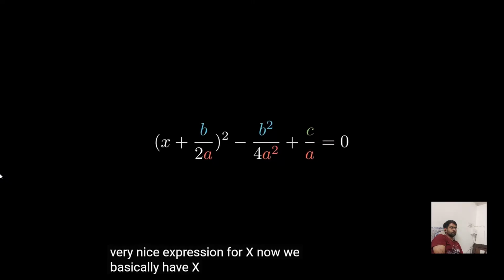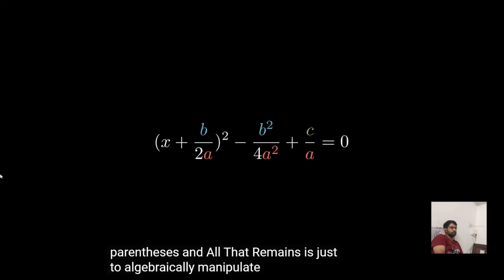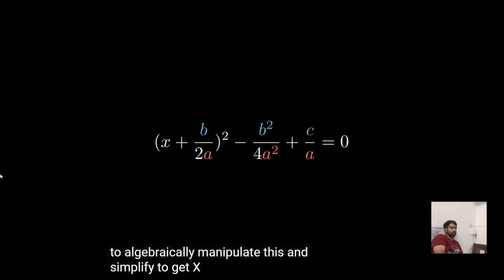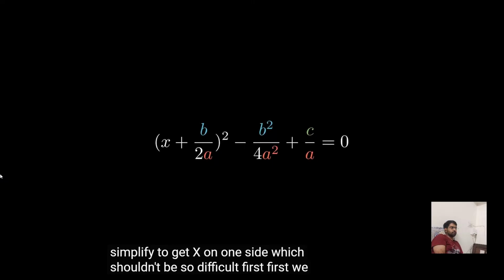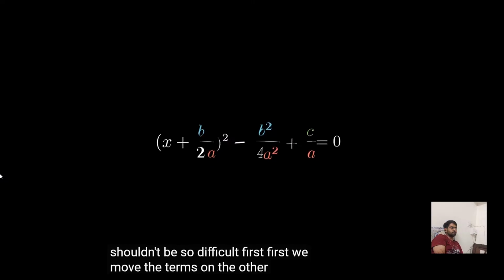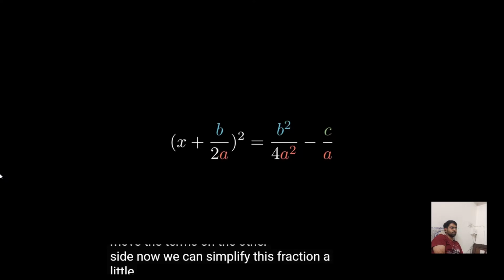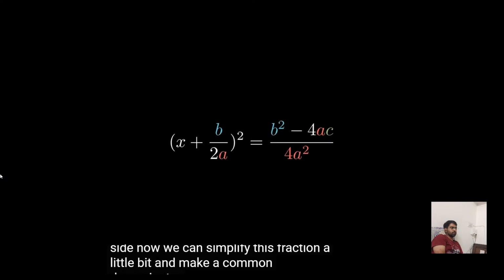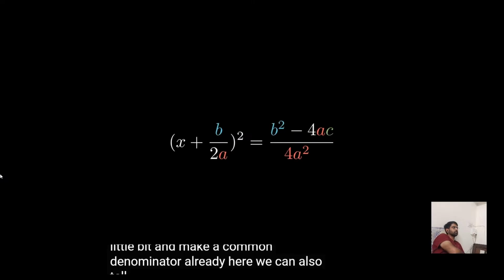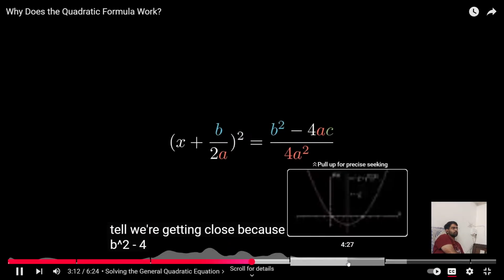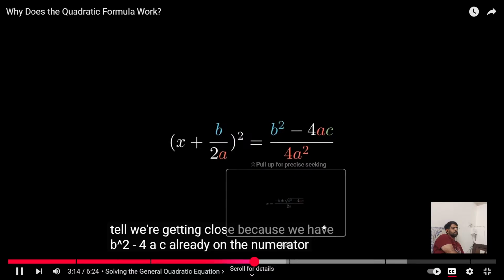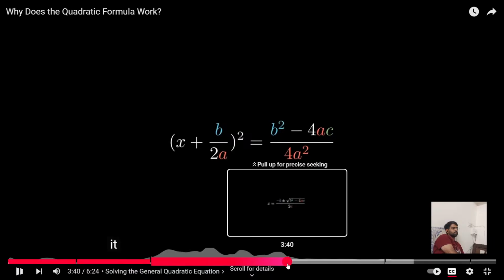Now we basically have x contained in these parentheses, and all that remains is to algebraically manipulate this and simplify to get x on one side, which shouldn't be so difficult. First, we move the terms on the other side. Now we can simplify this fraction a little bit and make a common denominator. Already here we can tell we're getting close, because we have b squared minus 4ac on the numerator of the right-hand side of the equation.